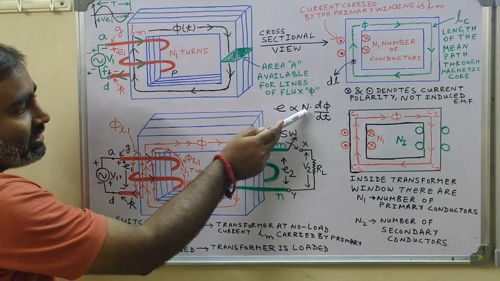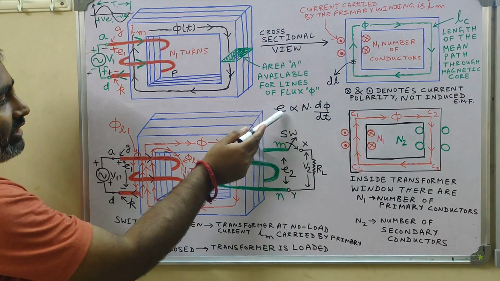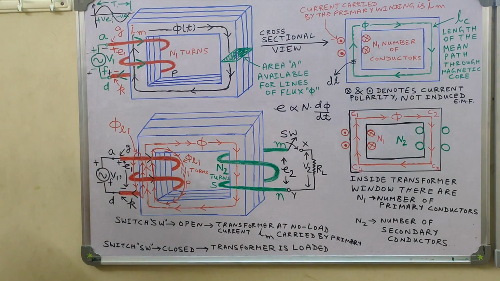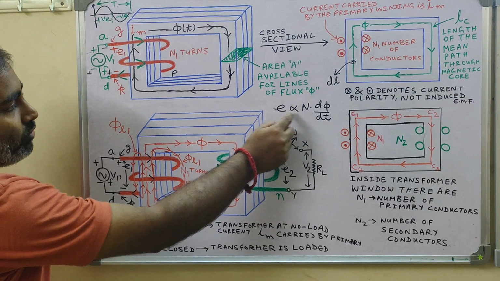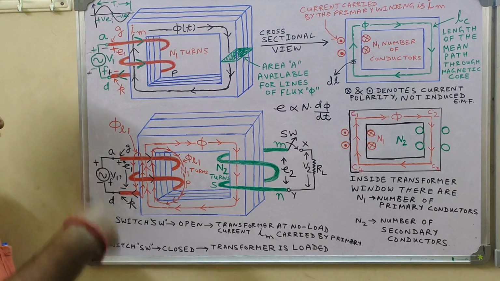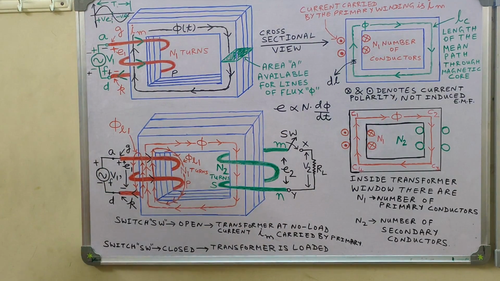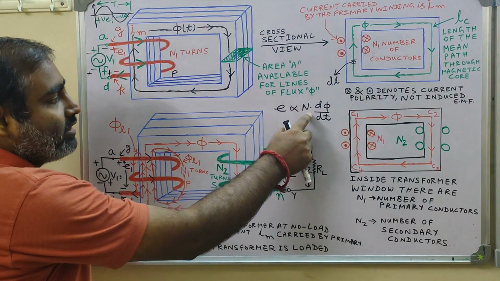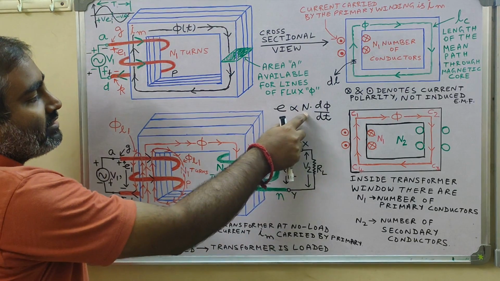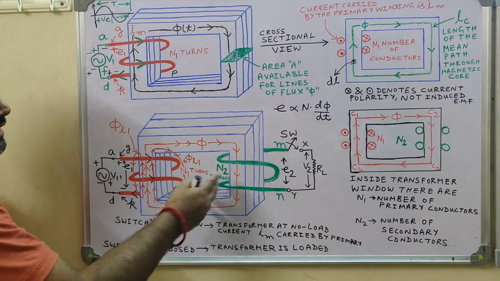What is going to differ is the number of turns N. If it has N1 turns, then it will be E1, and if it has N2 turns, then it will be E2 and N2 respectively. Now if you want more induced EMF, you should have more turns. If you want less induced EMF, less induced voltage, you should have fewer turns. So this number of turns decides whether the given winding is a high voltage winding or a low voltage winding.